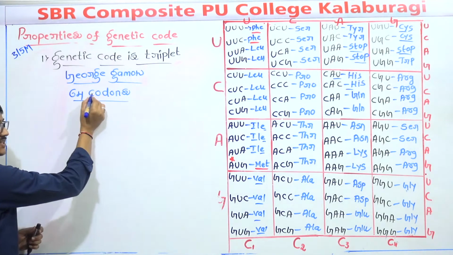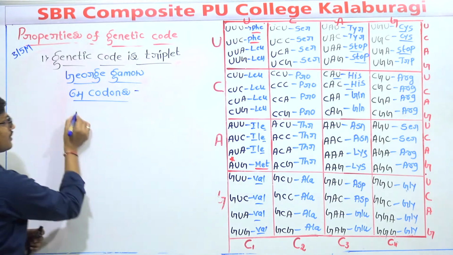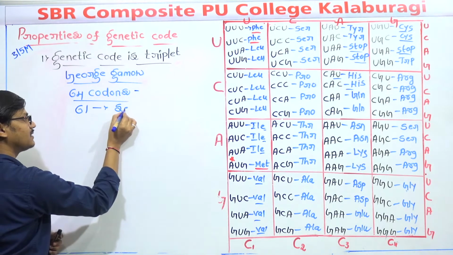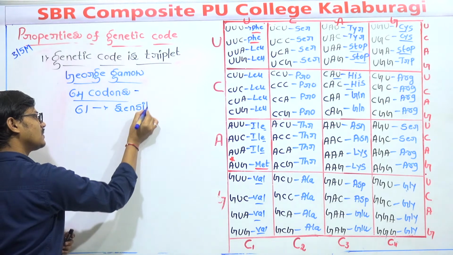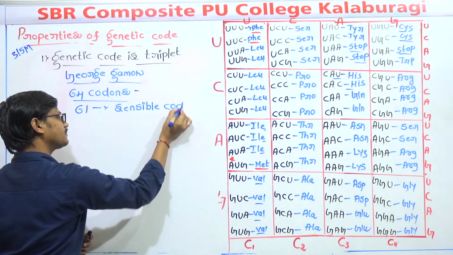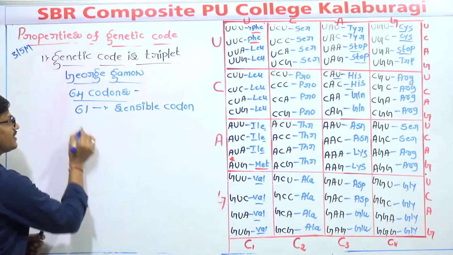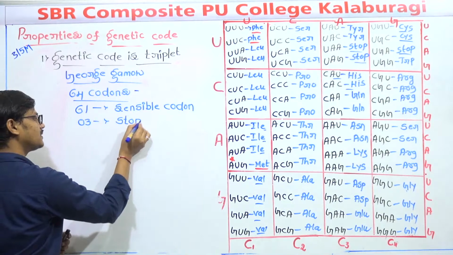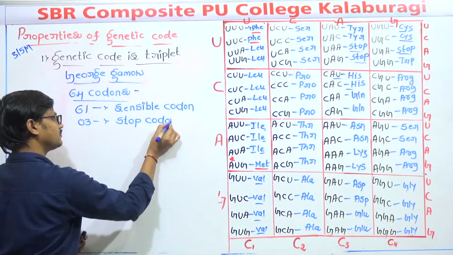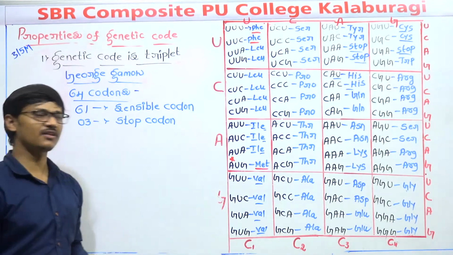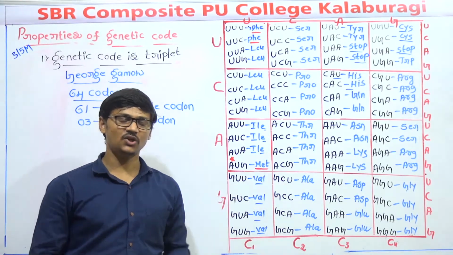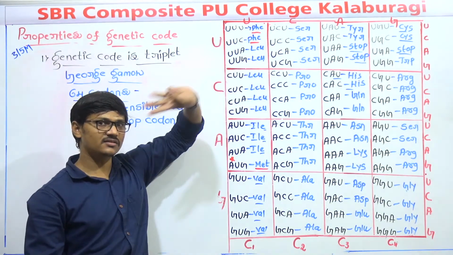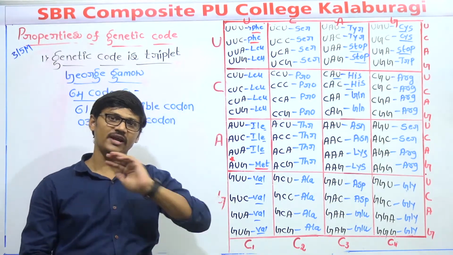And again, in the 64 codons, 61 out of 64 are called sensible codons, and 3 are called stop codons. Of course, there are 64 codons, but not all codons code for an amino acid. There are 3 codons which do not code for any amino acid.